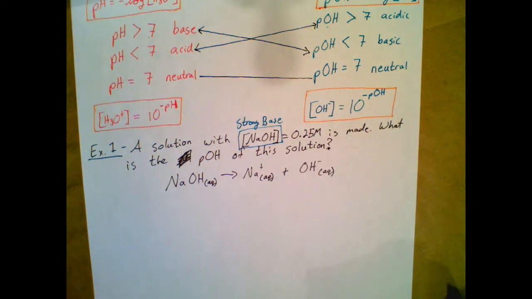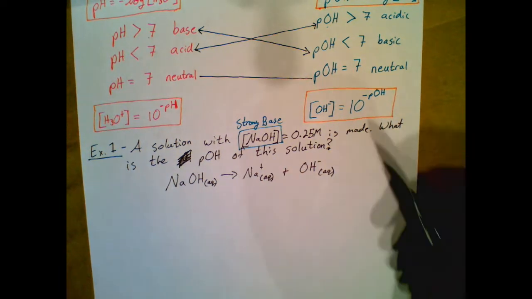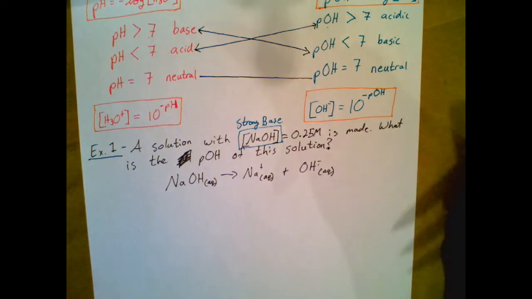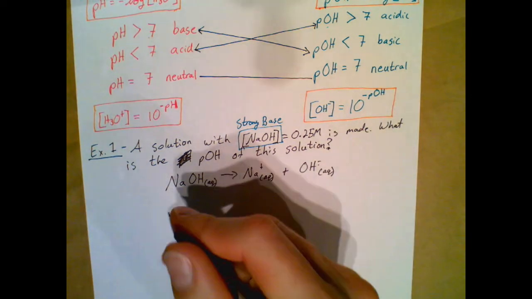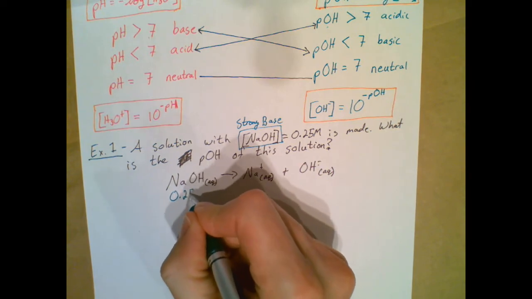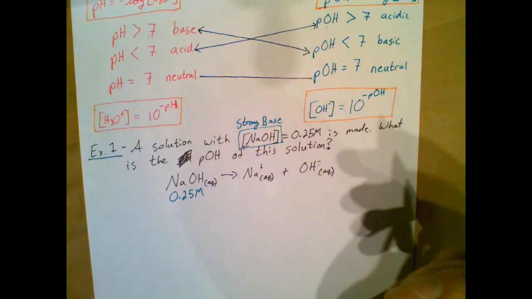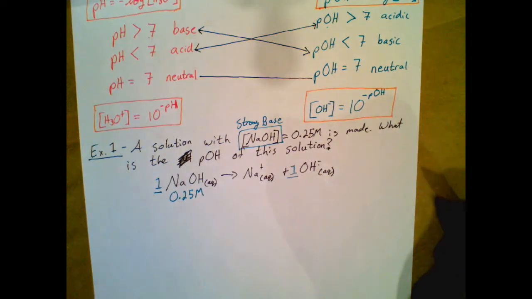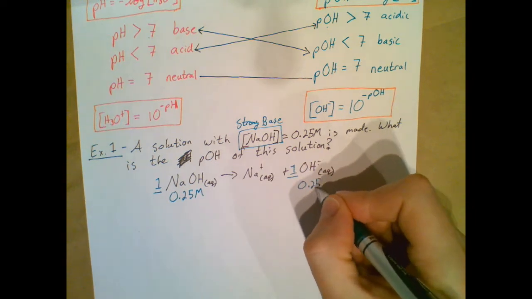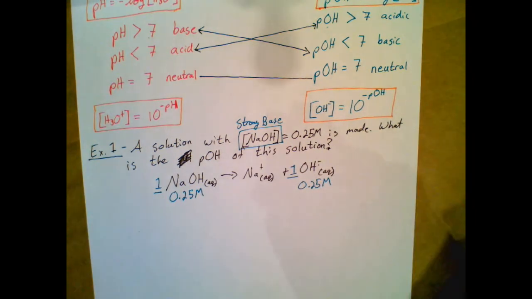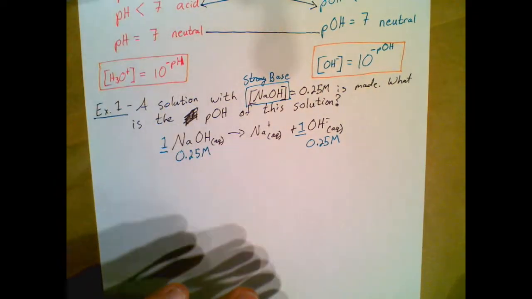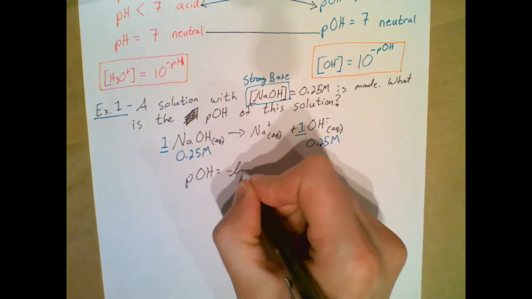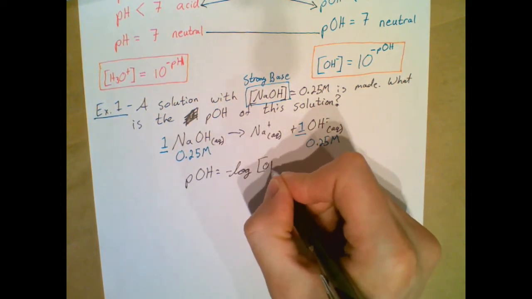Okay, that's my balanced equation. Now, ultimately what we need to do to find the pOH is find the concentration of OH minus. Now, our concentration of NaOH is 0.25 molarity. We've done enough of these problems now that hopefully you can see this is a 1-to-1 ratio. And anytime you have a 1-to-1 ratio, in this case, you're going to get the same concentration. All right. So now that we know that, we can calculate the pOH. The pOH is the negative logarithm of the concentration of OH minus.